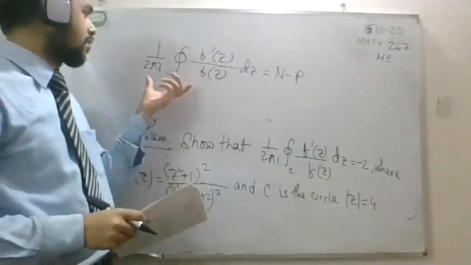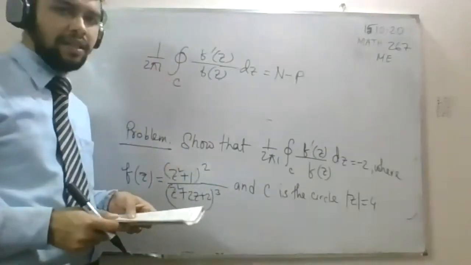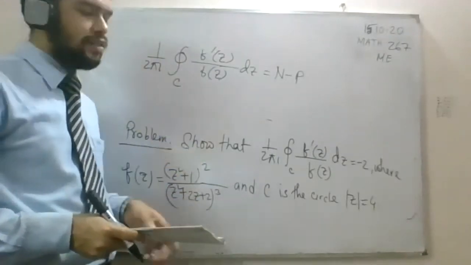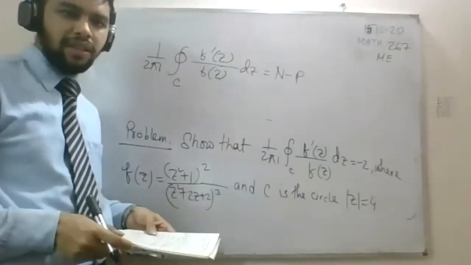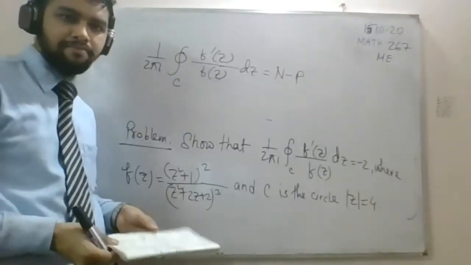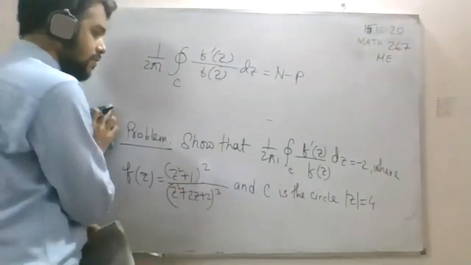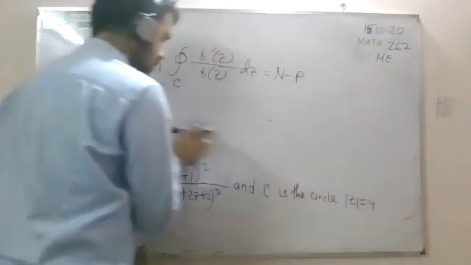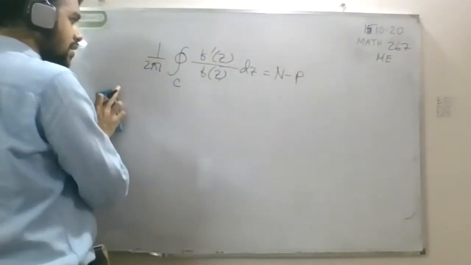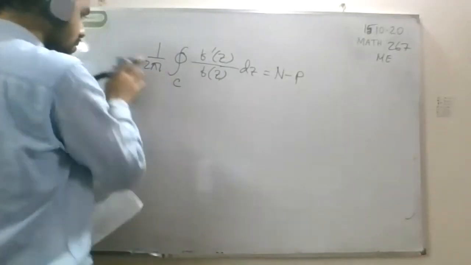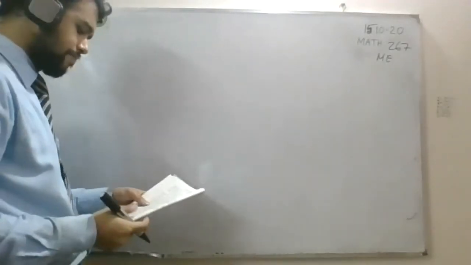Statement of general argument theorem, which is 1 by 2 pi i, the integration of f prime z by f z dz equals to n minus p, where here n equals to what and p equals to what? Do you remember anything? What is our n and what is our p? Sir, n is number of zeros. Yeah, so here n is number of zeros and p is the number of poles, the order, sir.